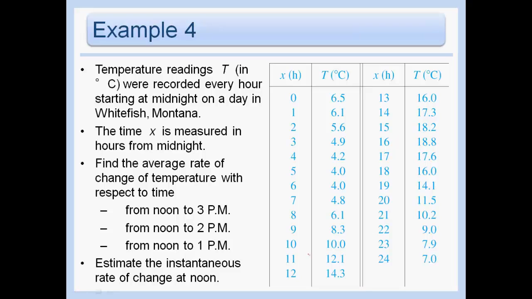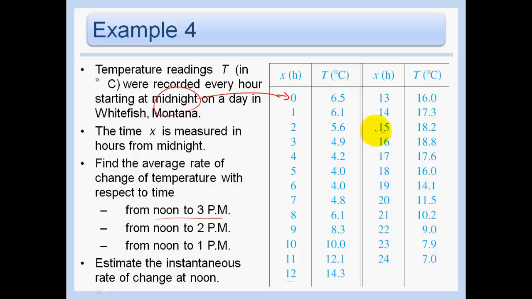So now let's look, instead of being given an equation, we're given a table of values. Let's read the question. The temperature readings, T, in degrees Celsius, were recorded every hour starting at midnight. So here, this is midnight. The time x is measured in hours from midnight. Find the average rate of change of temperature with respect to time from noon to 3. So noon is going to be 12 hours after midnight. So from noon to 3 is going to be between time 12 and time 15, right?